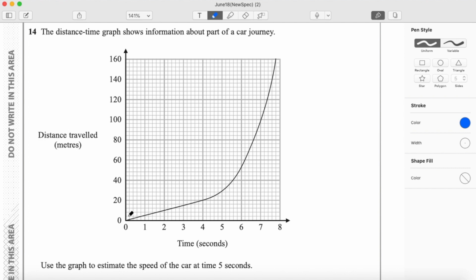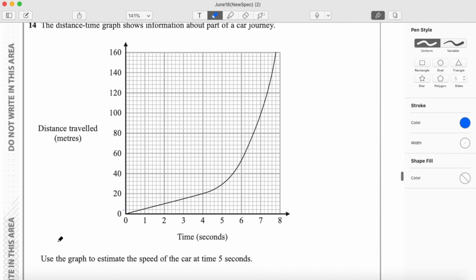So there's 5 up to 20, so each little box must be 4. So that's something to bear in mind. Time in seconds along the bottom. Use the graph to estimate the speed of the car at time 5 seconds.